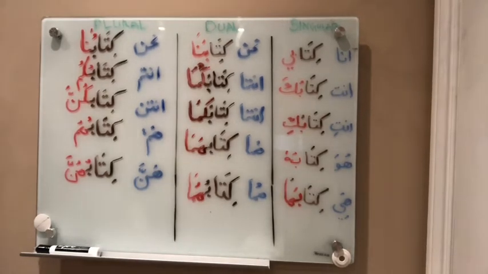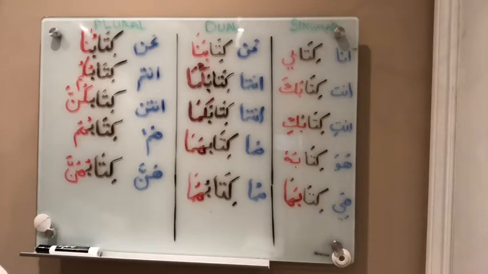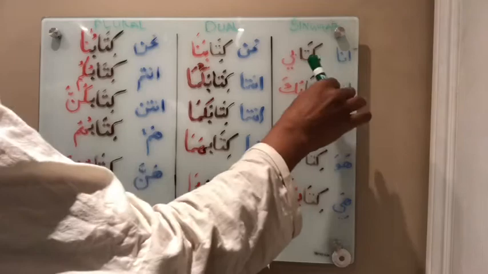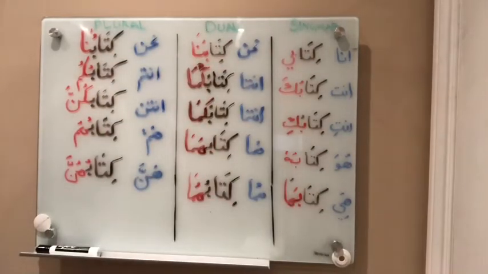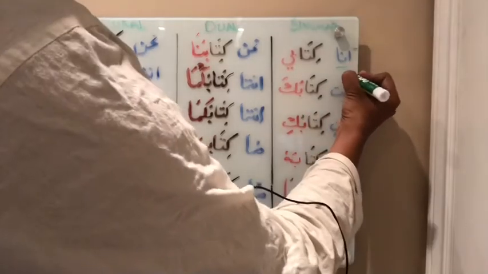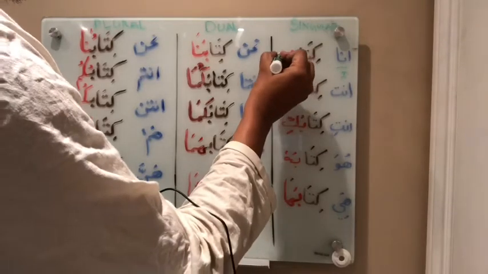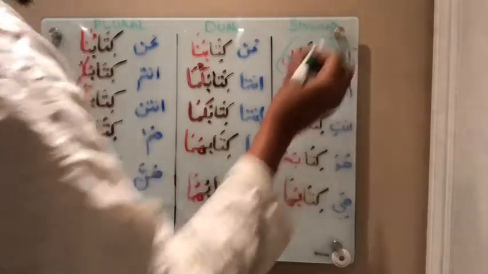The chart here looks a little bit intimidating, but we have covered this. It's not that difficult. So let's quickly go through this. Kitab means book. Ana is I. Ana kitabi. So in this sentence, there are two pronouns. Ana is I, and kitabi, this ee here, it's referring to I.